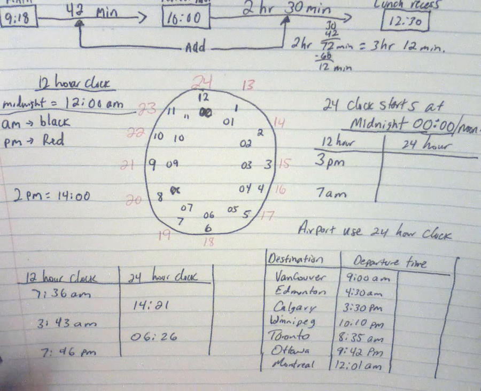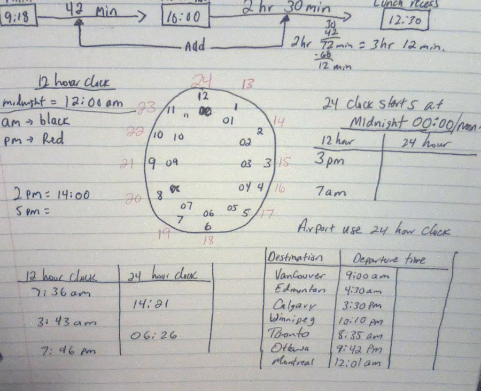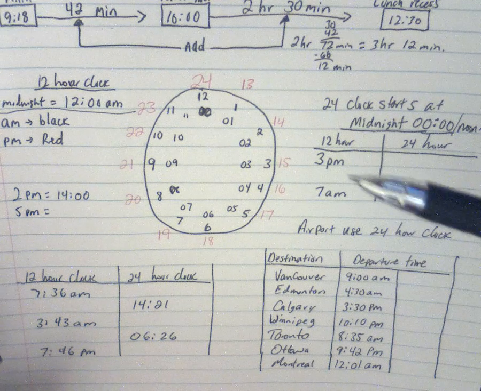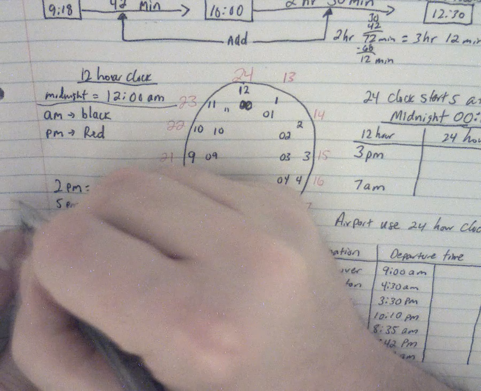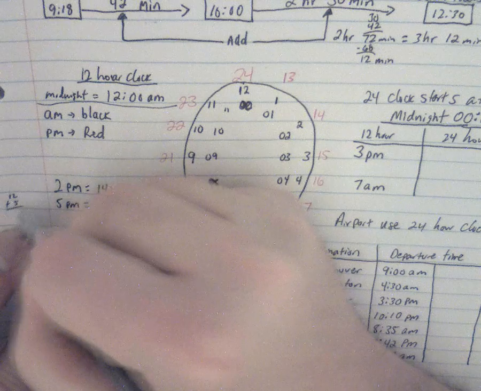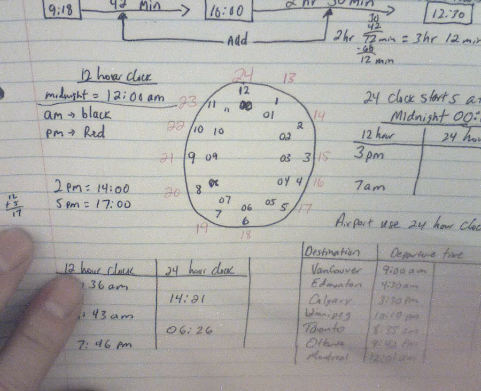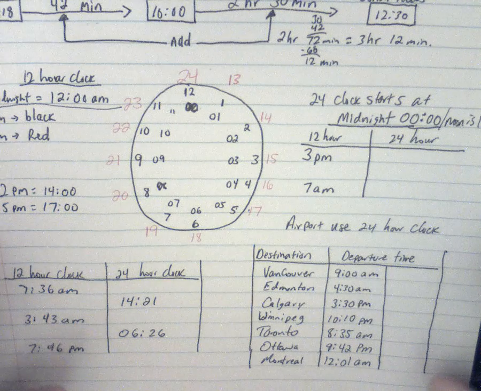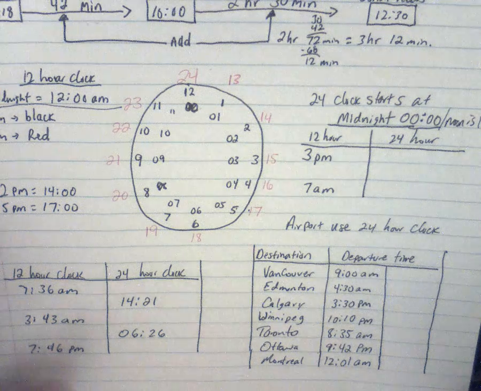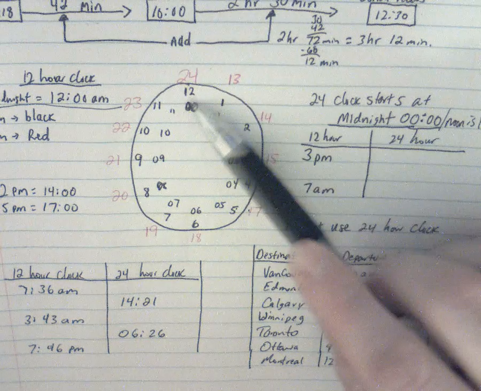Equals 1400. So if that's the case, what would 5 p.m. be? Well, we take a look at 5. 5 plus 12. So I'm just going to do it on the margin here. 12 plus 5 equals 17. So it would be 1700. I take a look at 5, I look over at 17. Okay? That's the 12-hour clock. It's not very difficult. You just need to remember that instead of going to PM, you go to 13.